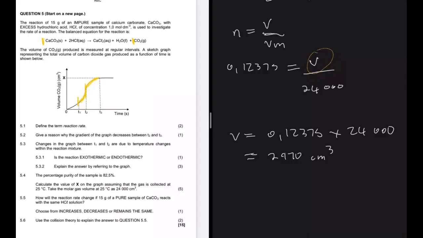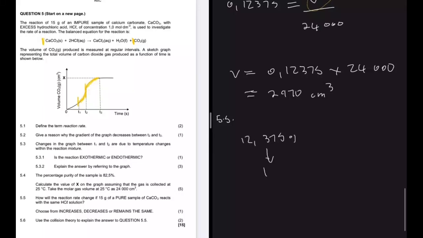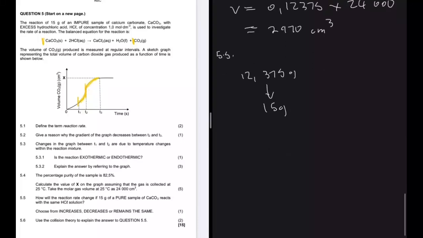So let's carry on and do 5.5. 5.5 says, how will the reaction rate change if 15 grams of a pure sample of calcium carbonate is used? Initially, the mass that was pure was 12.375 grams. Now the mass that is pure is 15 grams. So what will happen to the reaction rate? The reaction rate will increase.